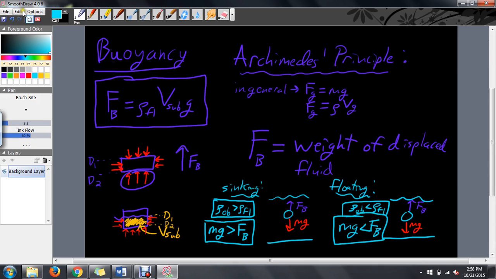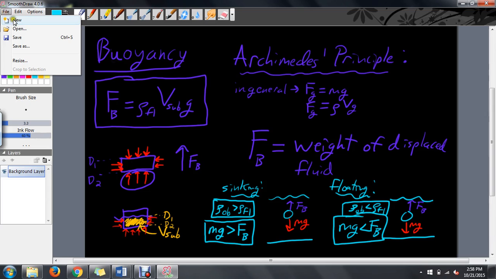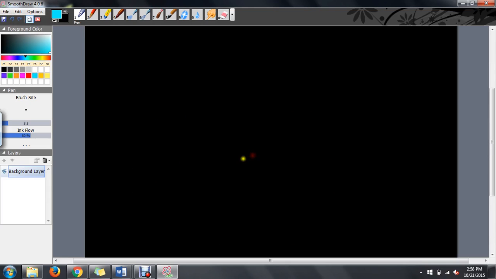So let's switch to partially submerged objects, and of course you can pause and rewind if you need to bring that screen back. If something is partially submerged, say we have an object of specific gravity equal to 0.8, what percent is submerged?